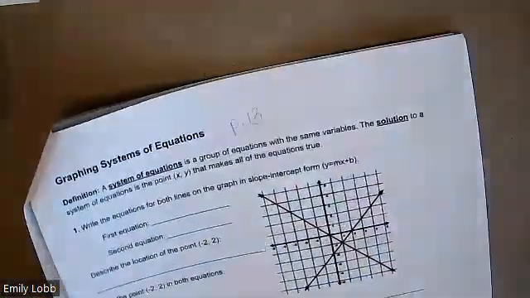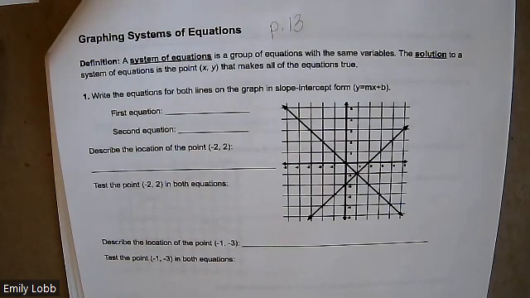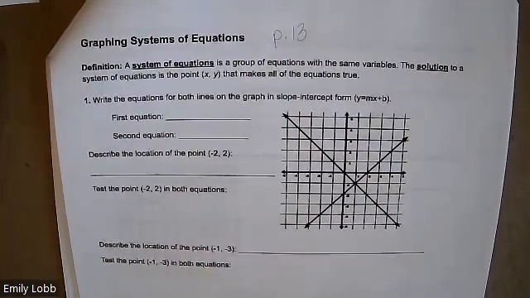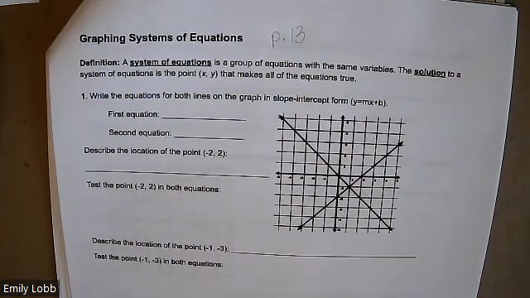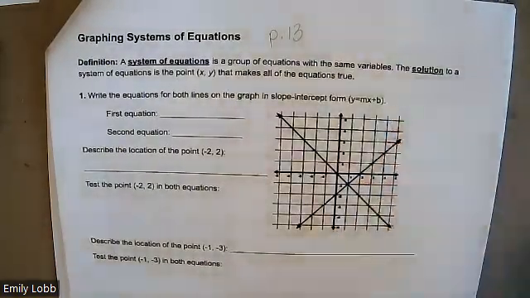So anytime we have a neither, a perpendicular, or an intersecting line, there is going to be a solution. Stay focused. There's going to be a solution, and that solution is the point where they meet.